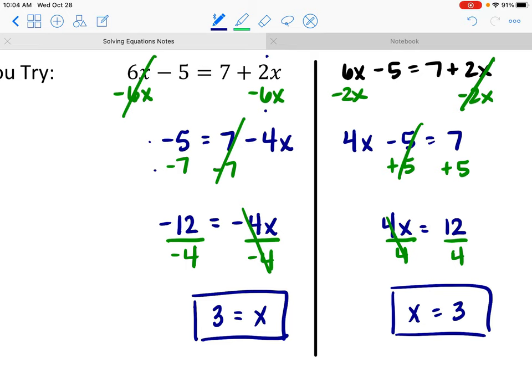But sometimes moving to the left creates negatives. So whatever works, whatever is happening in your head that you're recognizing and wanting to do, it should work, as long as you're using inverse operations to move things, and as long as you're keeping the balance. So whatever you do to one side, you do to the other, then you should be totally fine. And if you're ever unsure, again, just check your work.